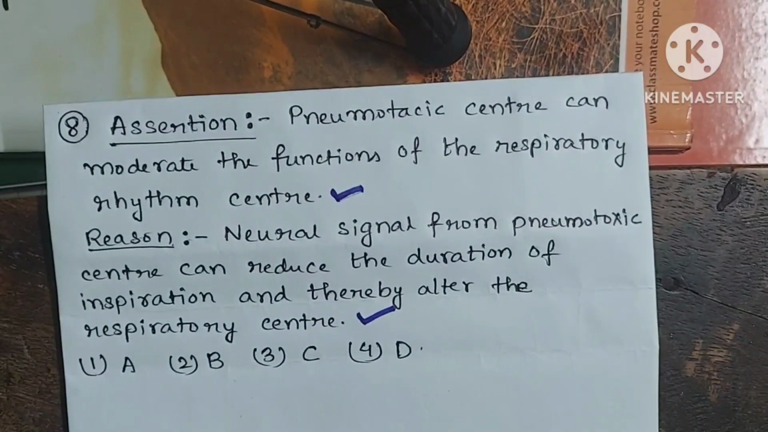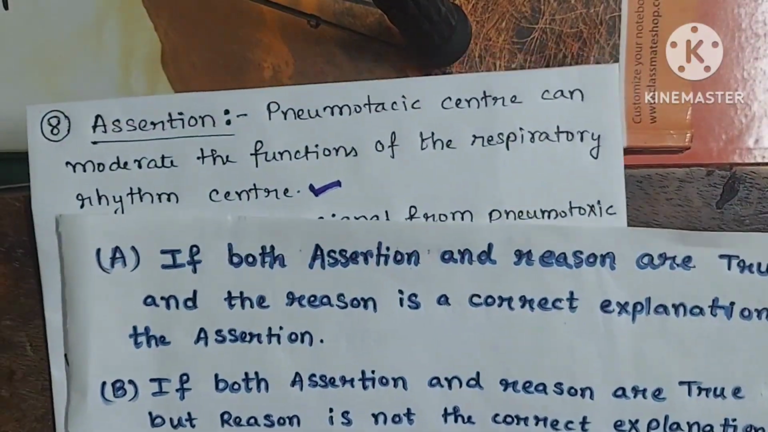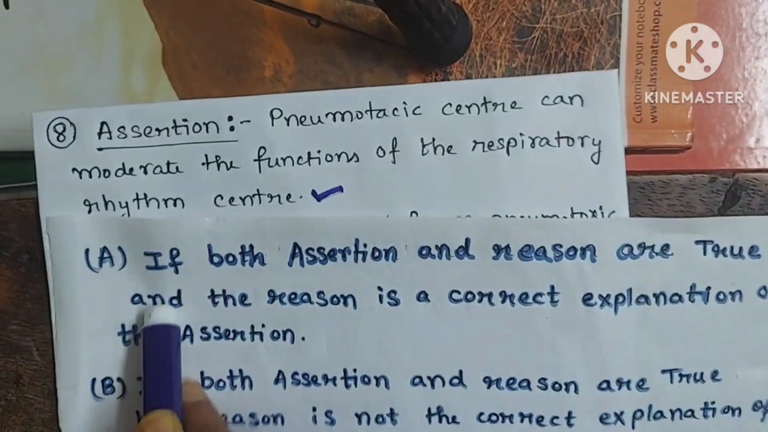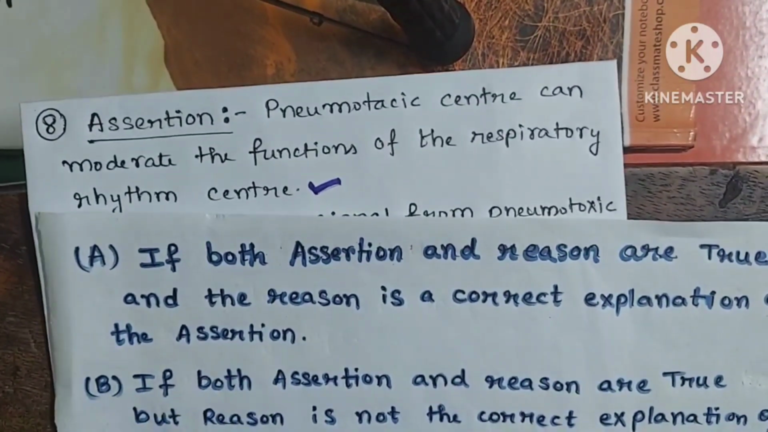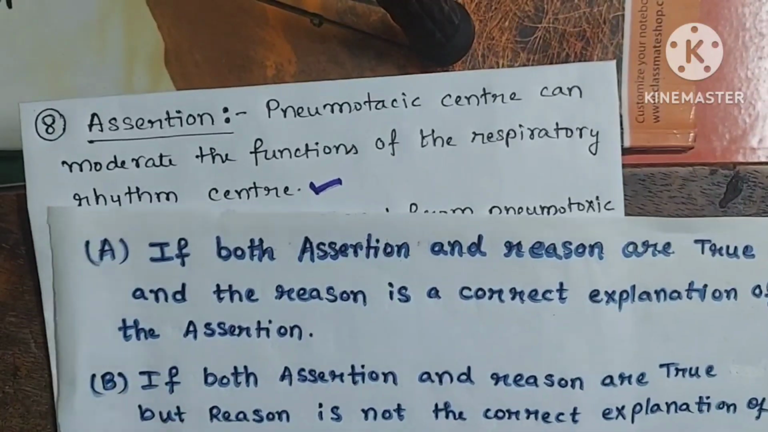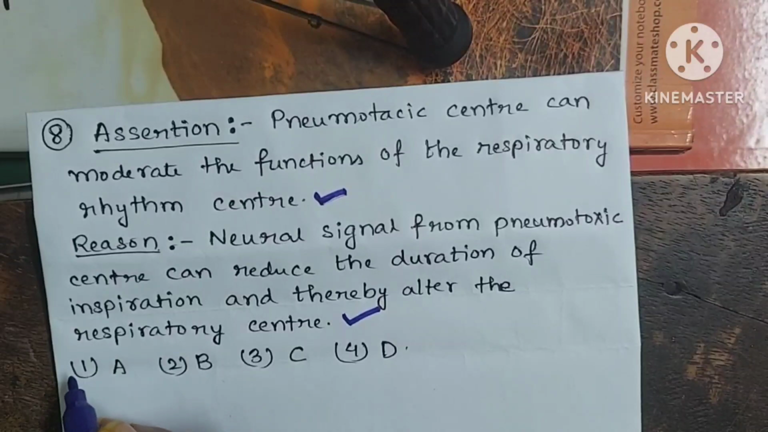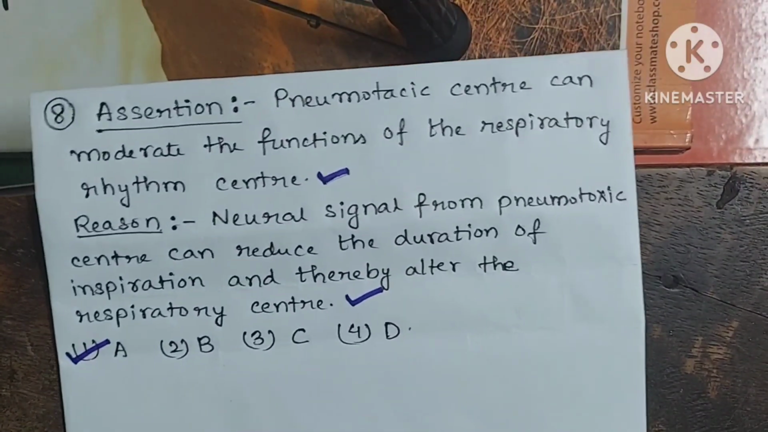In this question, if we see the options, in option 1 it is written that if both assertion and reason are true and the reason is a correct explanation of assertion, then we will mark option A. So here option A is correct. The 8th question answer is option A, option 1.